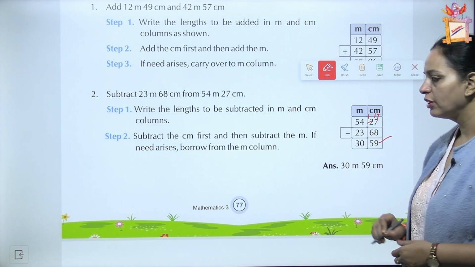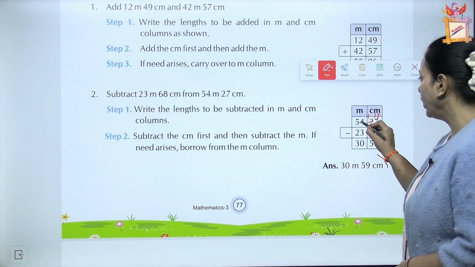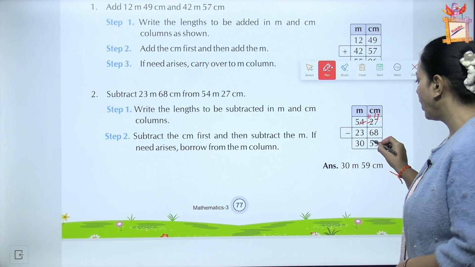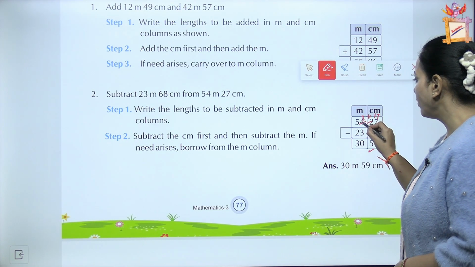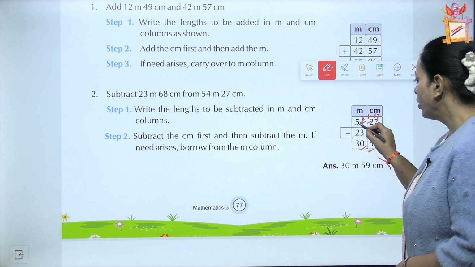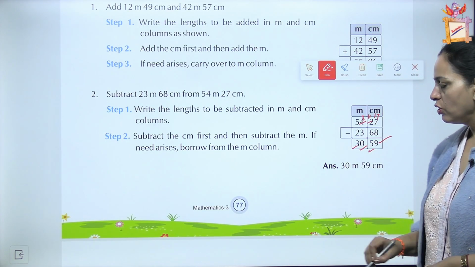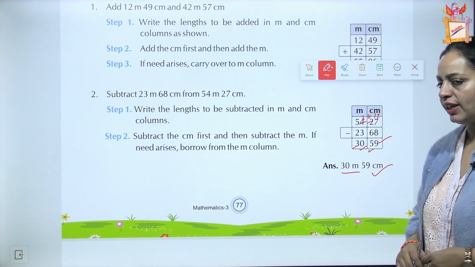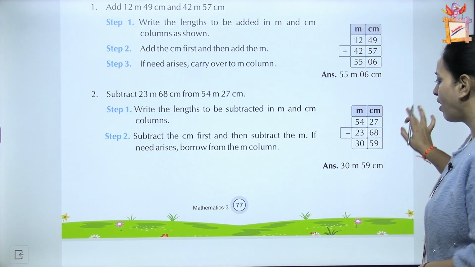1 minus 6, not possible. So we will borrow from here, it becomes 11 minus 6, 5. And this is 3. 3 minus 3, 0. Now 5 minus 2, 3. So this is 30 meter 59 centimeter is the answer.